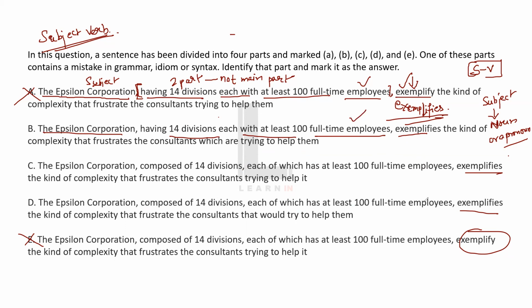Now, so exemplifies is out. Let us see what we can do. Composed of 14 divisions, each of which has at least 100 full employees. We have done till this part. Now, exemplifies the kind of complexity that frustrates. Complexity, the kind of complexity. Now, this frustrates, this is the second verb that has come, right? That frustrates, that frustrate.